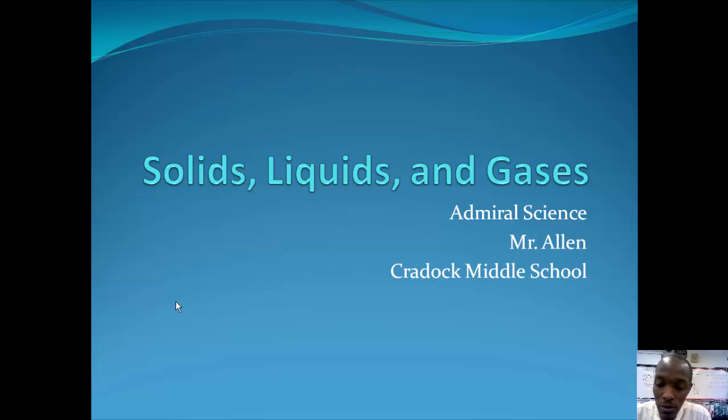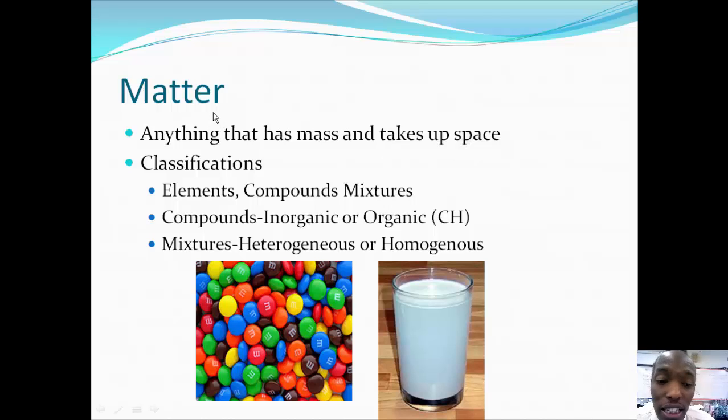Alright, so as we discuss solids, liquids, and gases, we need to understand that matter is anything that has mass and takes up space. Remember, matter is anything that has mass and takes up space. We've been classifying matter in different ways. On our last segment, we classified it by elements, compounds, and mixtures. And we even broke down compounds into inorganic or organic. And organic means that it has carbon and hydrogen in its formula. It has both in its formula.